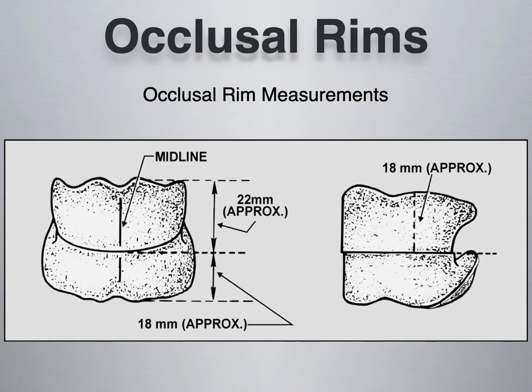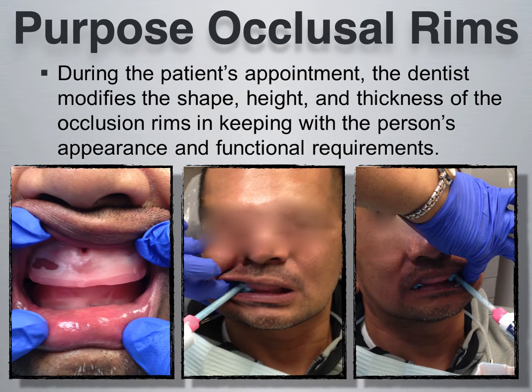So once again, these occlusion rims, as we discussed last week, once they are complete, they get sent to the clinician. The clinician then inserts them, as you saw in the complete denture journey videos, the clinical appointment where the doctor adjusted these occlusion rims and gave you lines such as your midline, canine line, things of that nature. You can see here in another set of illustrations that during the patient's appointment, the dentist modifies the shape, height, and thickness of the occlusion rims in keeping up with the person's appearance and functional requirements. Right? And this is also something that you saw in the video previous week.